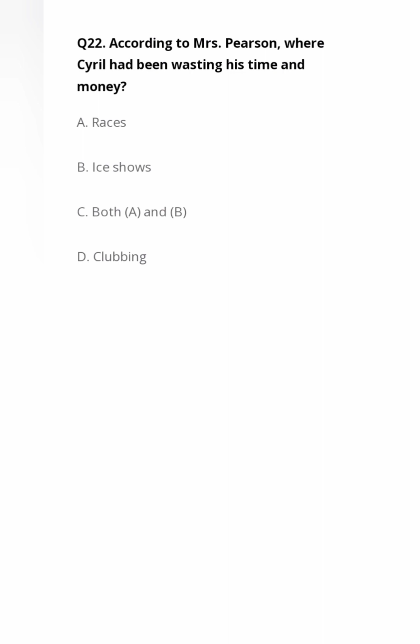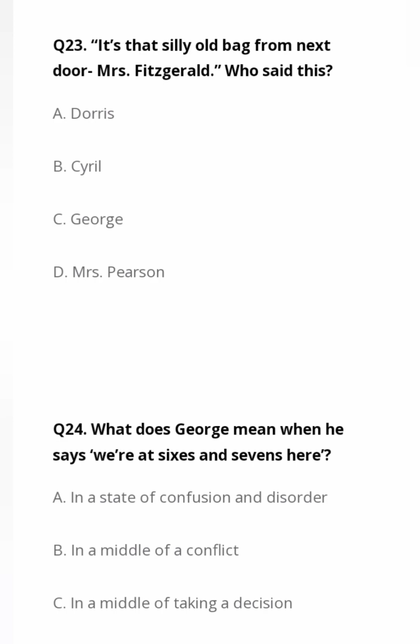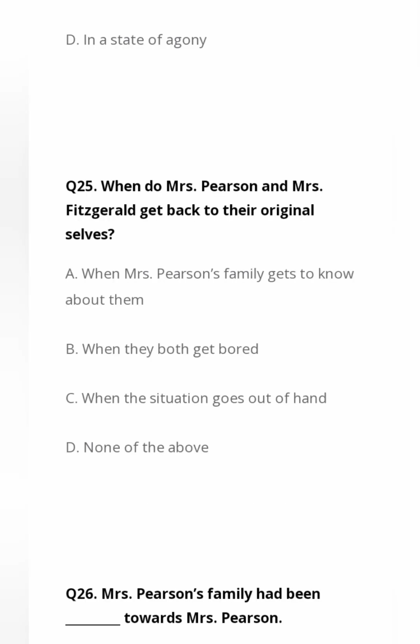Okay, and then question number 23. It's that silly old bag from next door, Mrs. Fitzgerald. Who said this? That is option B, Cyril. And then question number 24. What does George mean when he says we are at sixes and sevens here? That is option A, in a state of confusion and disorder. And then question number 25. When do Mrs. Pearson and Mrs. Fitzgerald get back to their original selves? That is when the situation goes out of hand. Option C is the correct answer.